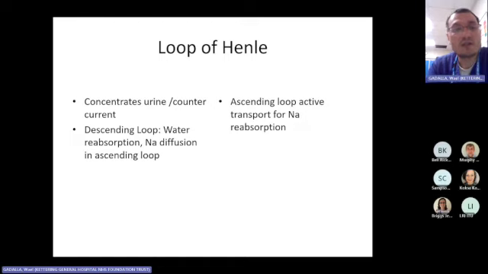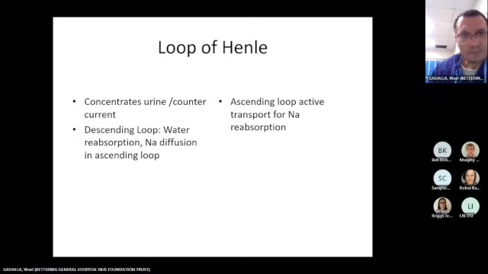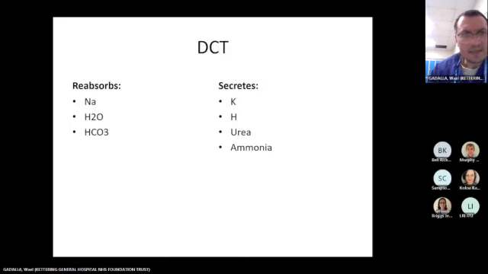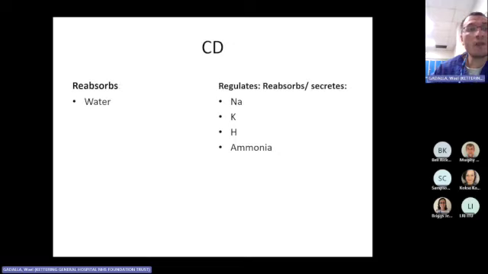The loop of Henle's function is to concentrate urine through a countercurrent mechanism. The ascending loop of Henle works through the active transport of sodium, while the descending limb does water reabsorption and sodium diffusion. The convoluted tubule reabsorbs sodium, water, and bicarb, and secretes potassium, hydrogen, urea, and ammonia. Collecting ducts reabsorb water, and reabsorb sodium, potassium, hydrogen ion, and ammonia.